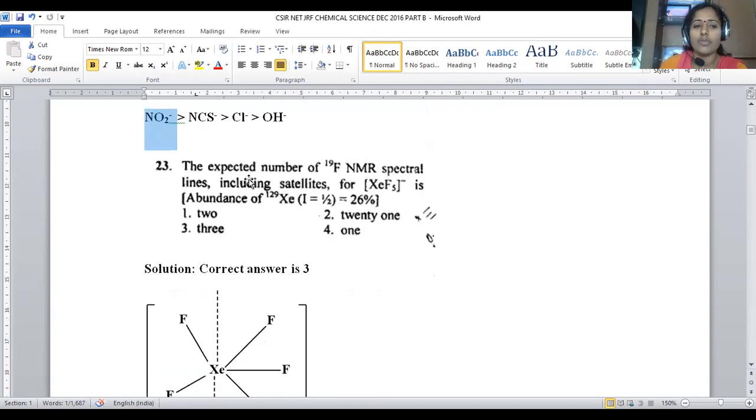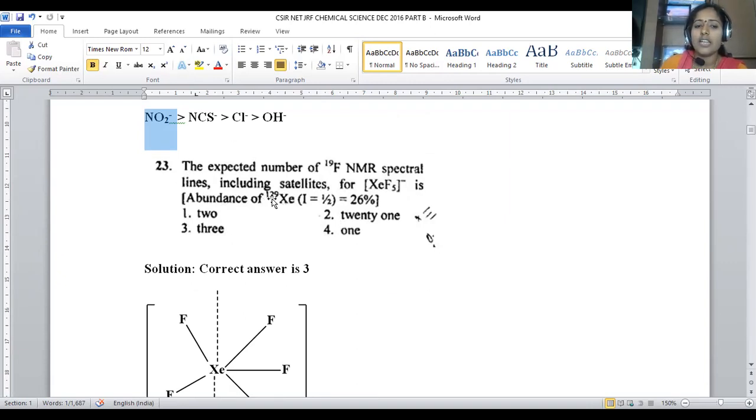Let us move on to question number 23. The expected number of F19 NMR spectral lines, including satellites, for the xenon pentafluoride anion, where the abundance of xenon-129, with I equal to half, is 26%. Here we have to predict how many signals are possible in the F19 NMR spectrum of the xenon pentafluoride anion.